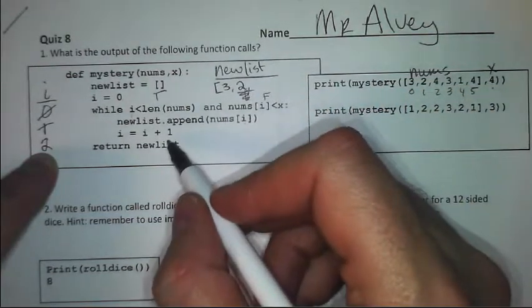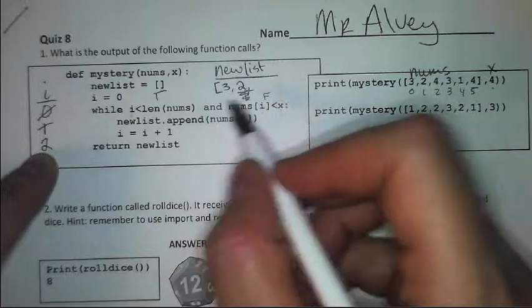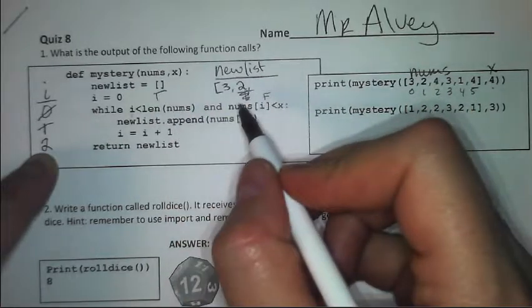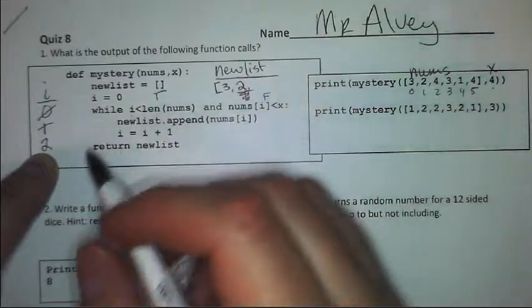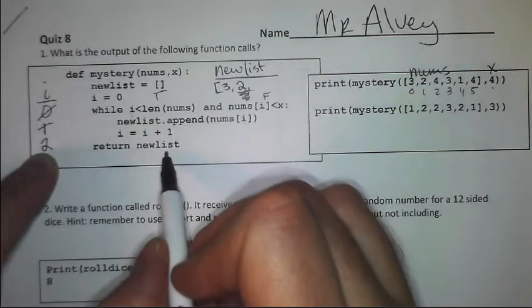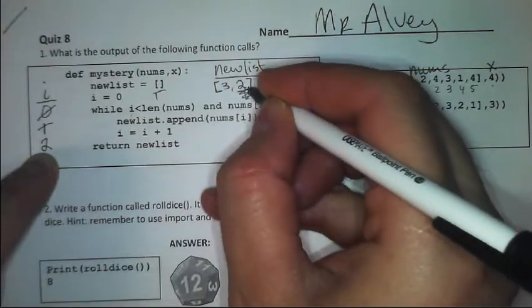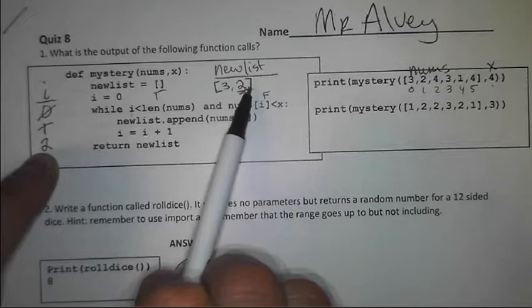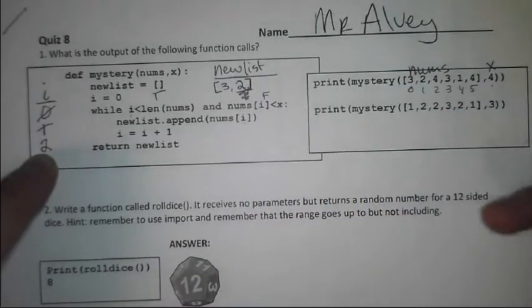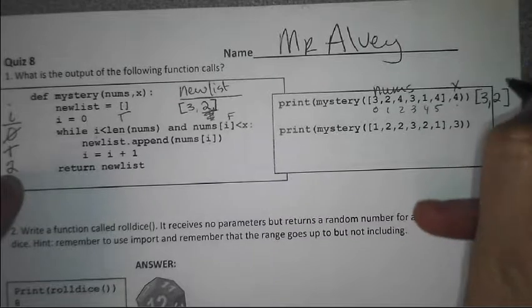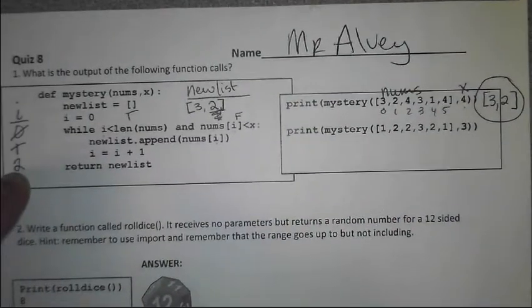So we do not do this anymore. The loop is over. The whole condition is false. True and false is false. So now we skip the while loop. The while loop is done, and we return new list. The new list only had 3 and 2 in it. So the first call was the list 3, 2.